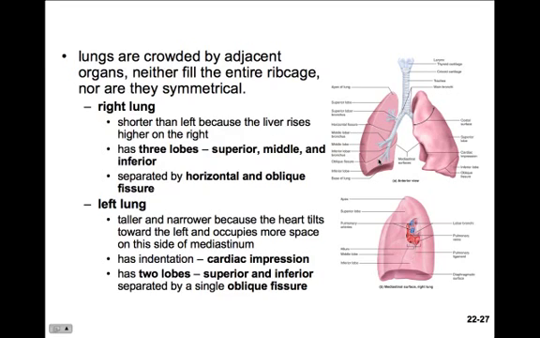The left lung is taller and narrower because the heart tilts towards the left and occupies more space on that side of the mediastinum. It has an indentation or cardiac impression here. It has 2 lobes, just a superior and an inferior lobe. These are separated by a single oblique fissure.